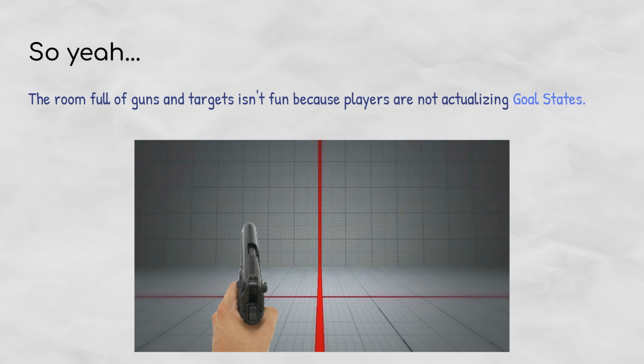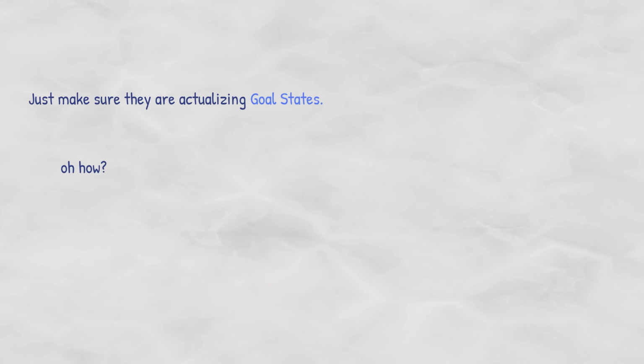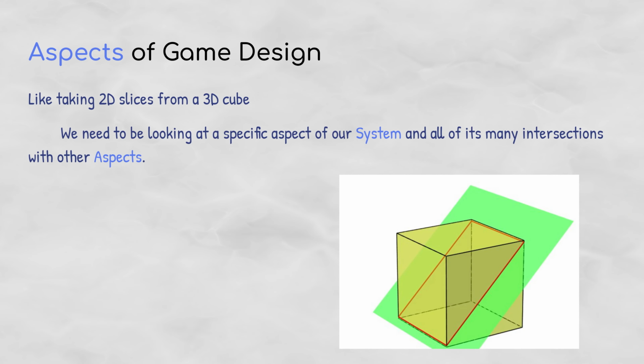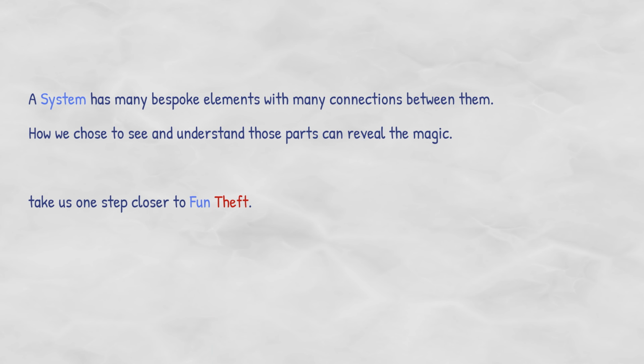So, yeah, it's pretty simple. A room full of guns and targets isn't fun because players are not actualizing goal states. But how do we make sure that they're actualizing goal states? That's with game design. Like taking 2D slices from a 3D cube, we need to look at specific aspects of our system and all of its many intersections with every other aspect of our system. A system has many bespoke elements with many connections between them, and how we choose to see and understand those can really reveal the magic and take us one step closer to our fun theft.